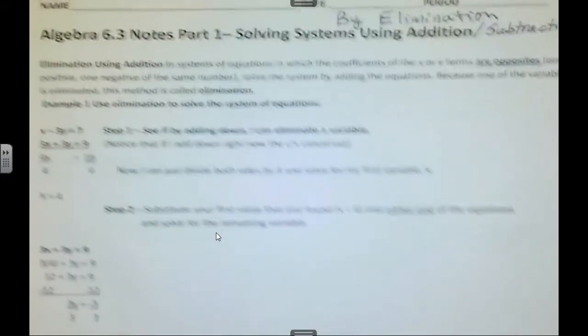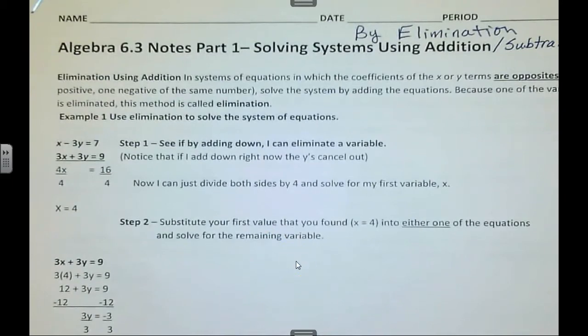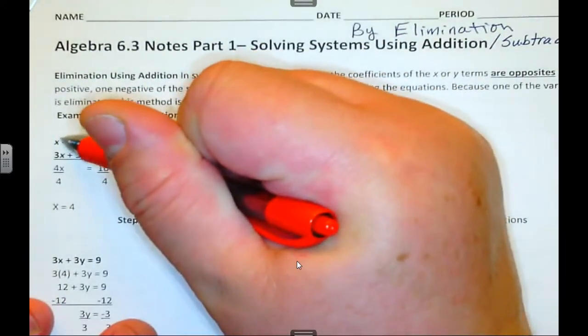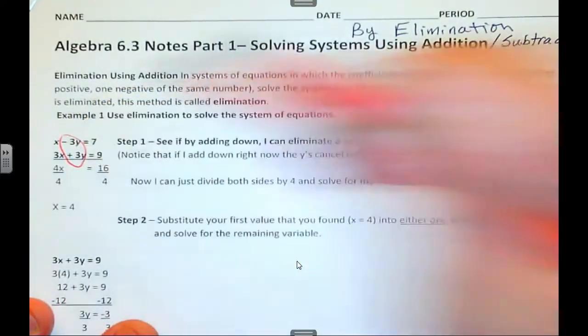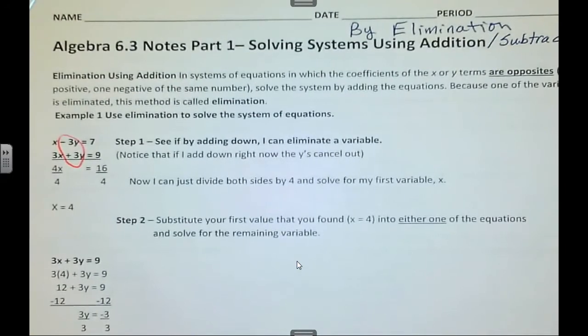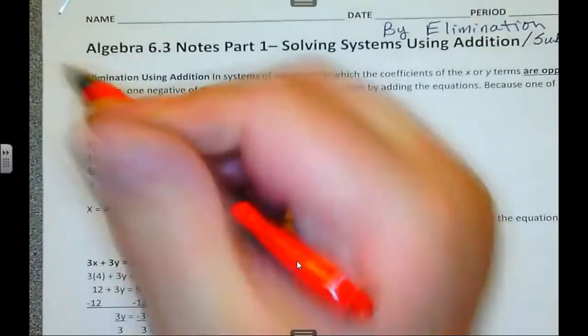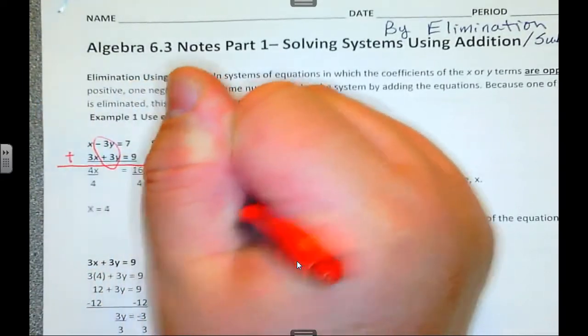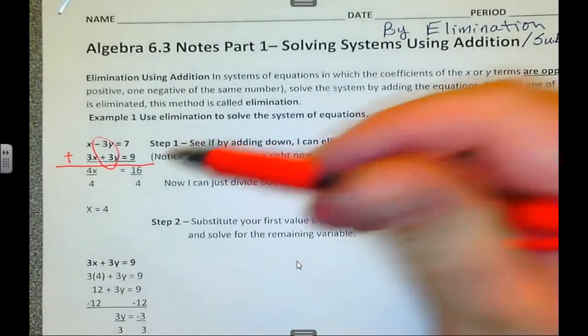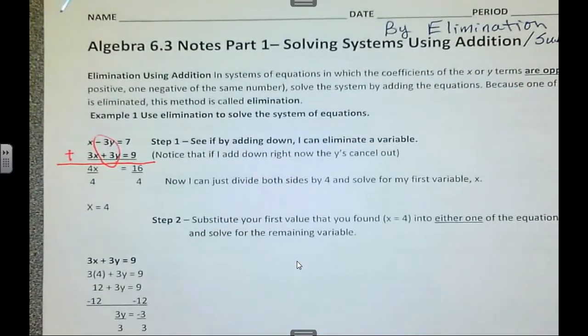Now, just the name itself, solving systems of equations by elimination, what we're going to do is add these equations together, and it needs to eliminate one of the variables. As you see in the example, we have x minus 3y equals 7 and 3x plus 3y equals 9. When we add those together, the y's eliminate, and I just end up with x, and I solve for x, just like all the other problems we've been doing.